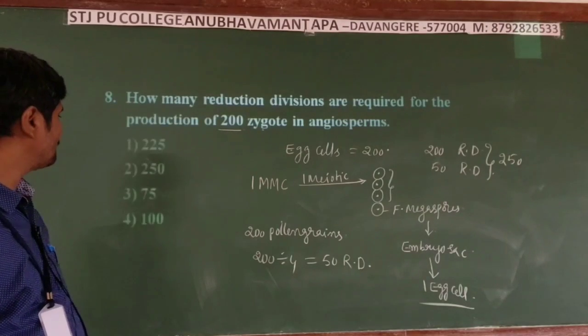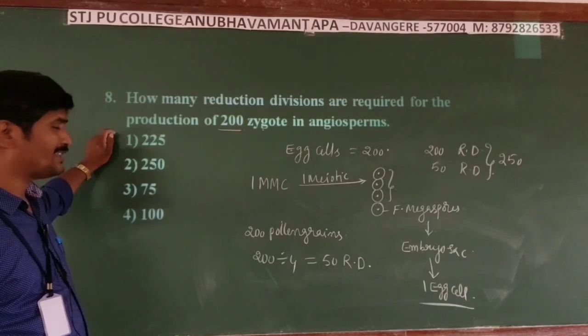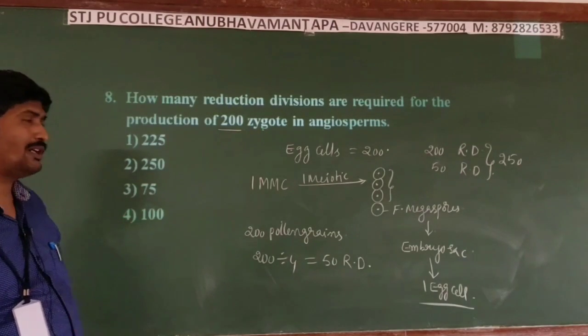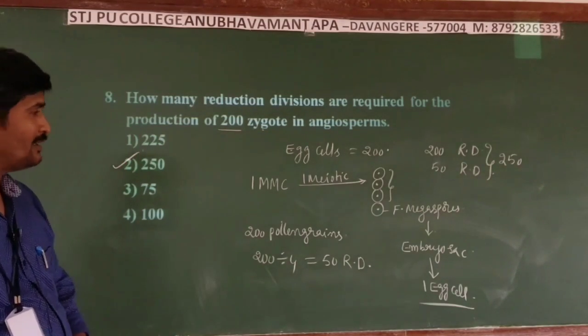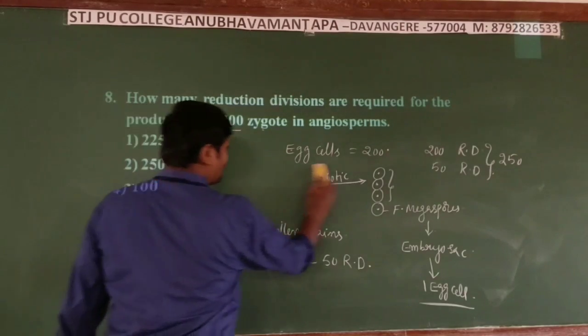Now see the options. First option 225, second one 250, third one 75, fourth one 100. Which option is correct? Second one. Okay, that is the correct answer. Let's go for another question.